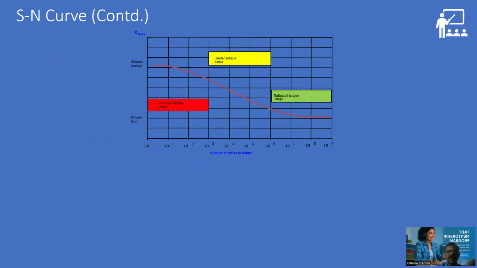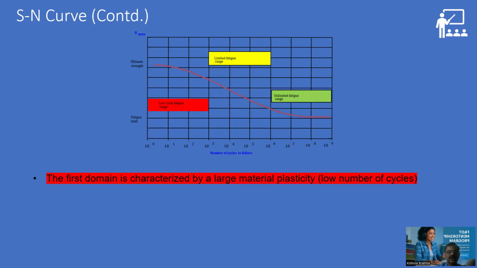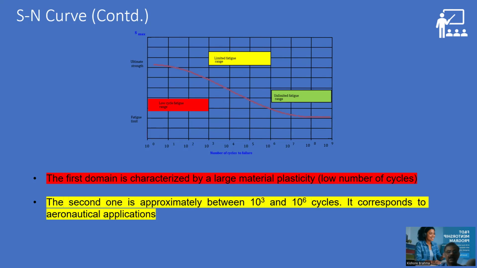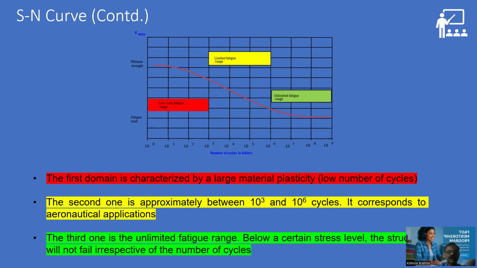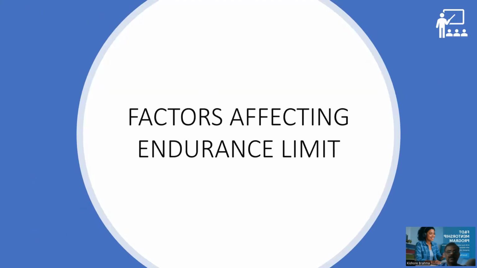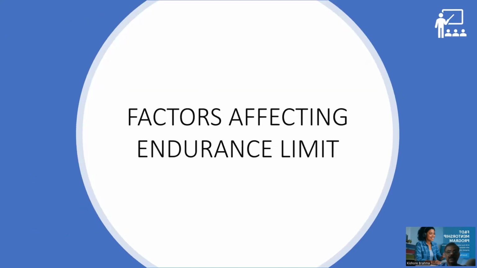So this brings us to the characteristics of the SN curve, which has three regions. The first one is low cycle fatigue, where it takes fewer cycles to fail. Then the failure that occurs within 10 to the 3 to 10 to the 6 cycles corresponds to aeronautical applications. And the third one is the unlimited fatigue range, which is below the endurance limit.